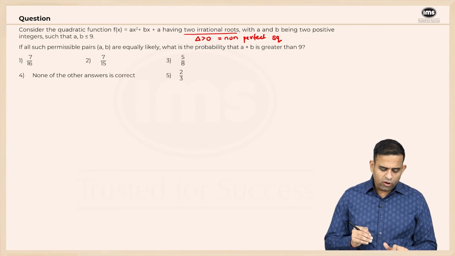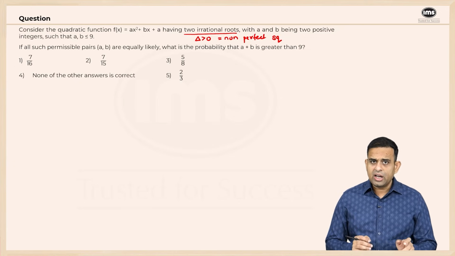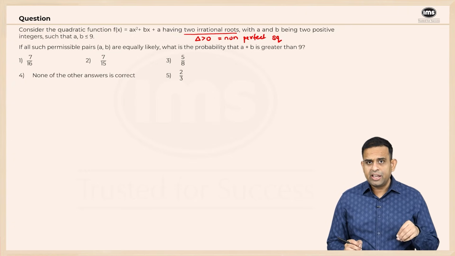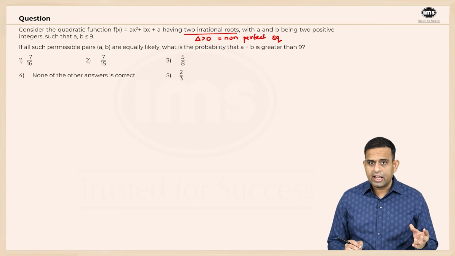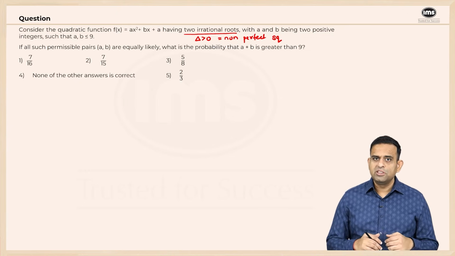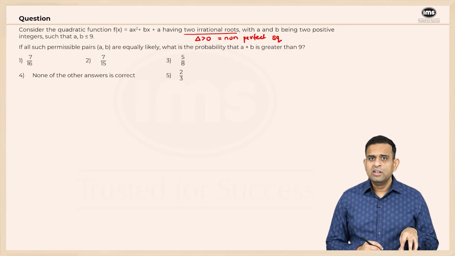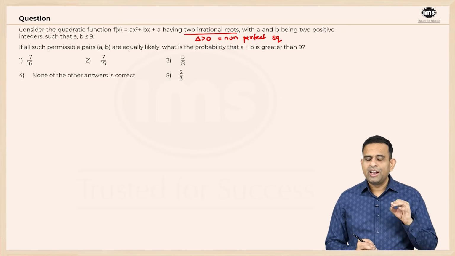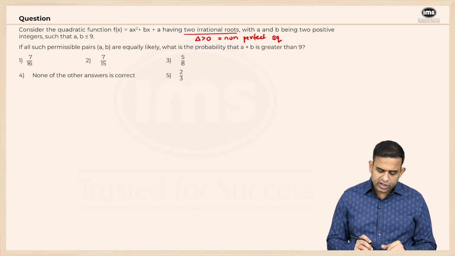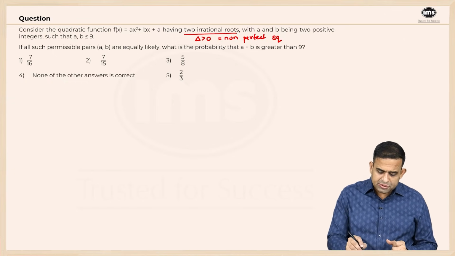Then they are saying, if all such permissible pairs A and B are equally likely to happen, what is the probability that A plus B is greater than 9 over here? So what we have to do is first of all look at all these possible pairs of A and B such that delta is positive and delta is not equal to a perfect square. So here, first of all, what is delta in this particular case?